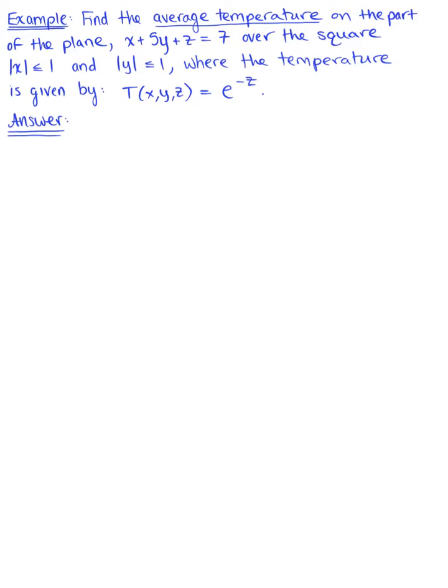Find the average temperature on the plane x plus 5y plus z equals 7 over the square where the absolute value of x is less than or equal to 1 and the absolute value of y is less than or equal to 1, where the temperature is given by the function T of x, y, z equal to the natural exponential raised to the negative z. So here we are given an explicitly defined surface.